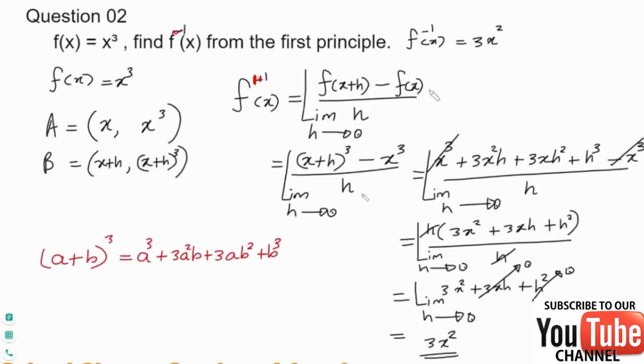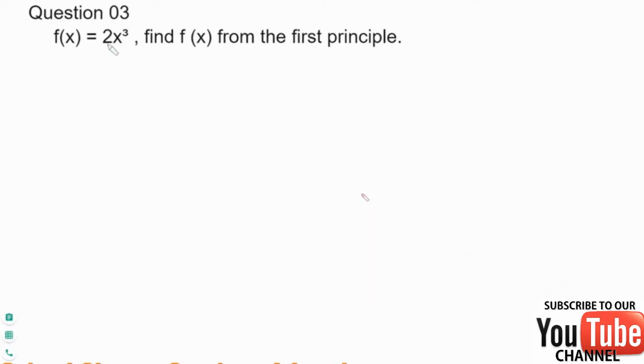Maybe I mixed up with the previous session I did for GCSE, the inverse function. So f dash x is the derivative. So f of x equal to 2x cube. What is f dash x? I will write the answer.